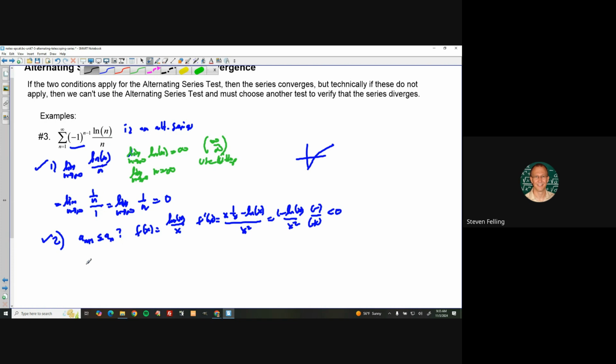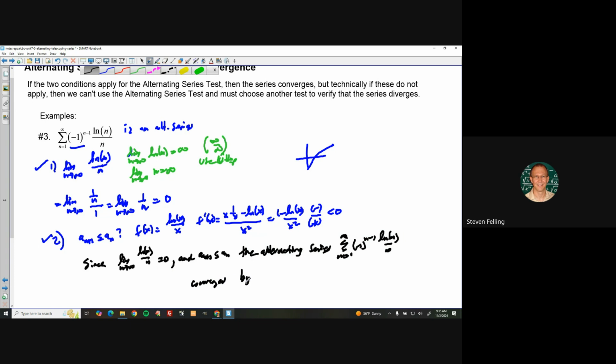So we can say, therefore, since the limit as n approaches infinity of natural log of n over n is 0, and a sub n plus 1 is less than or equal to a sub n, the alternating series n equals 1 to infinity, negative 1 to the n minus 1 natural log of n over n converges by the alternating series test.